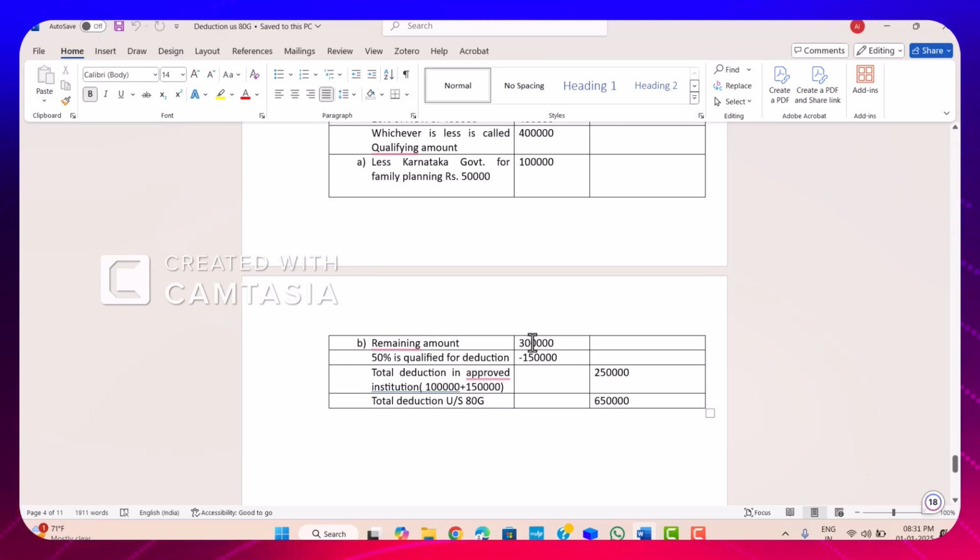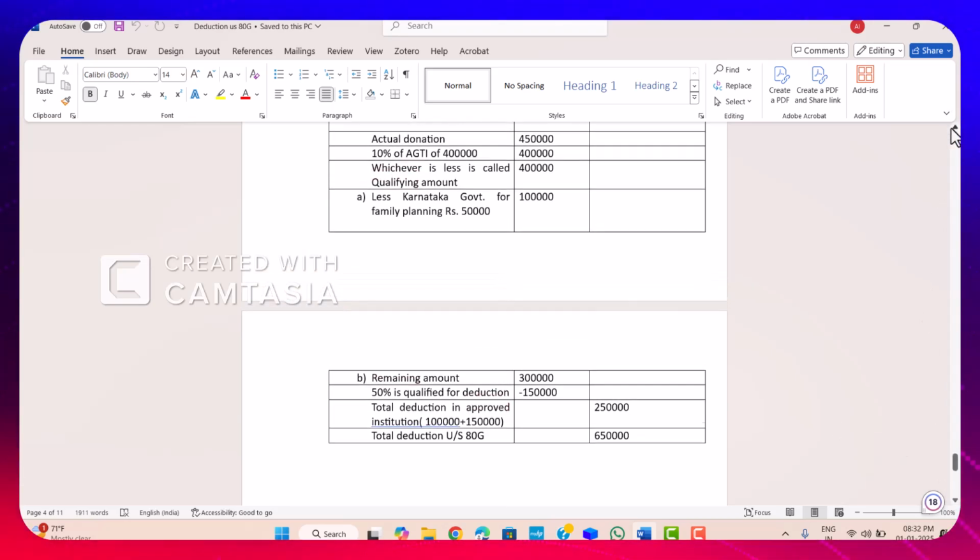From this remaining qualifying amount, you have to calculate 50% as qualified for the deduction. Now we have deductions here: 1 lakh, and here 1 lakh 50,000, total it becomes 2 lakh 50,000. You get this as deduction under the approved institution. There you got 4 lakh plus here 2 lakh 50,000, so the total deduction under section 80G is 6 lakh 50,000. Okay, I hope you are clear with this deduction topic.